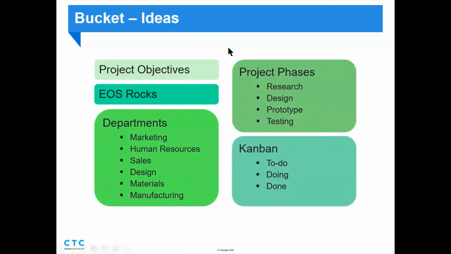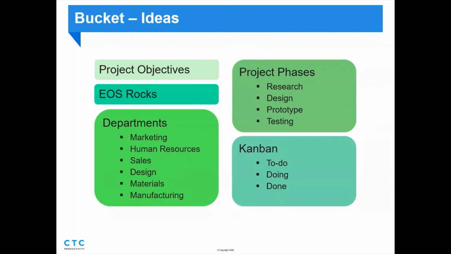So just a few ideas for buckets or those categories or those groupings. One could be project objectives. So if you looked at the overall project and you went, oh, we have 3 main objectives for it, you might want 3 buckets for those main objectives. For those of you that might be using EOS and have EOS rocks, your buckets could be each of those EOS rocks.